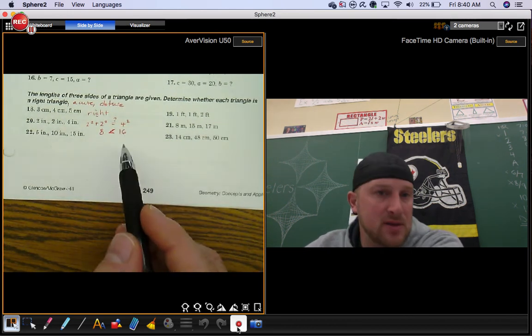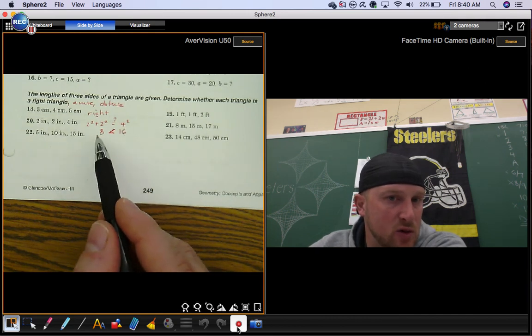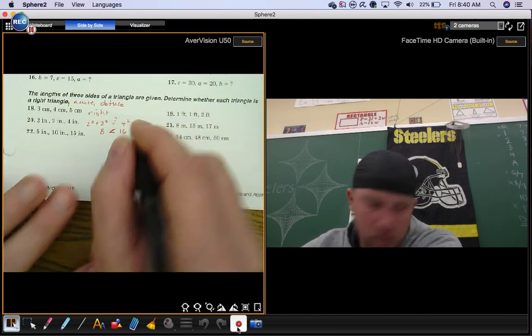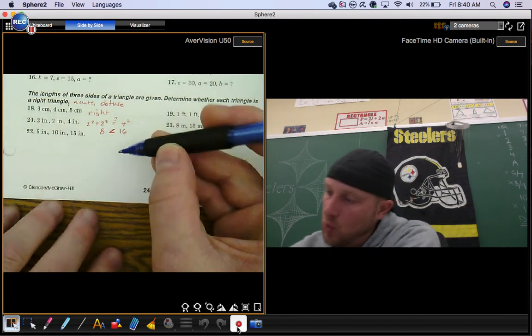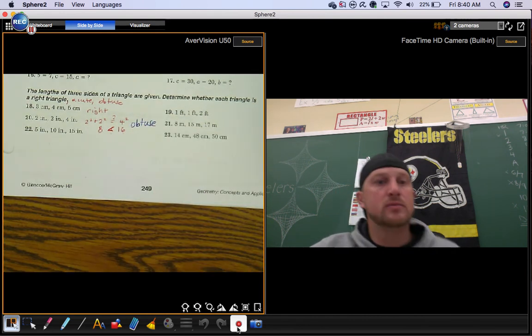When this happens and your right side, your hypotenuse squared, is bigger than your legs squared and added, this is an obtuse triangle. So for number 20, the triangle is obtuse.